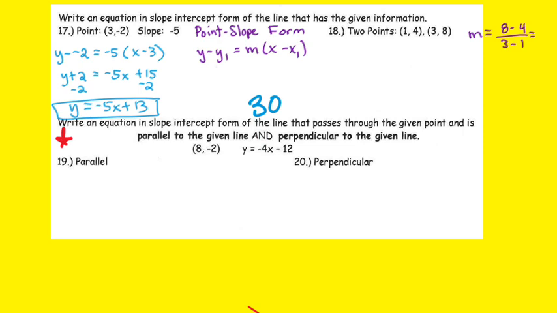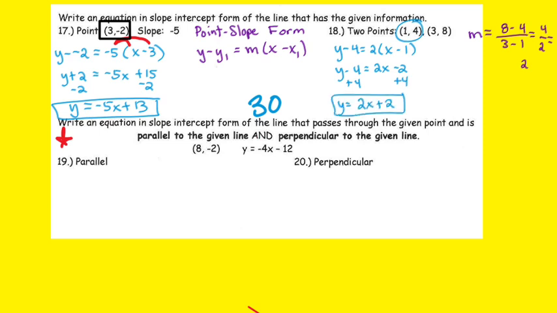On 18, I'm given 2 points. So before I can use the point-slope form, I have to first find the slope, which is 2. And now I can pick a point, doesn't matter which point I pick. If I choose the first point, I use the point-slope form and I get y equals 2x plus 2.